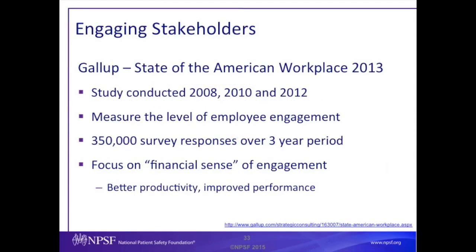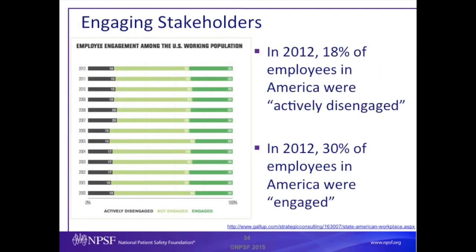In 2008 and 2010 and 2012, Gallup did a survey of various organizations, mostly in business, but some in healthcare, and they looked at the level of employee engagement in various industries. They had 350,000 survey responses over 3 years. They did this survey over and over again to make sure they could validate the data from year to year. And the reason they did this was to look at the financial equation associated with engagement. There was some science associated with the idea that if employees were more engaged, they were more likely to have better performance. What they found was that many people were not only not engaged, they were actively disengaged.